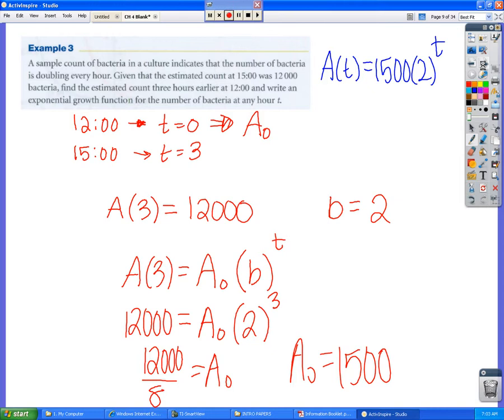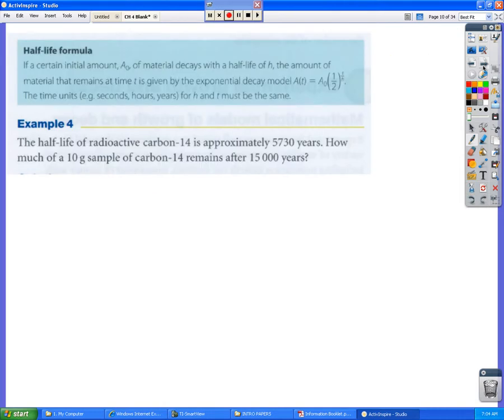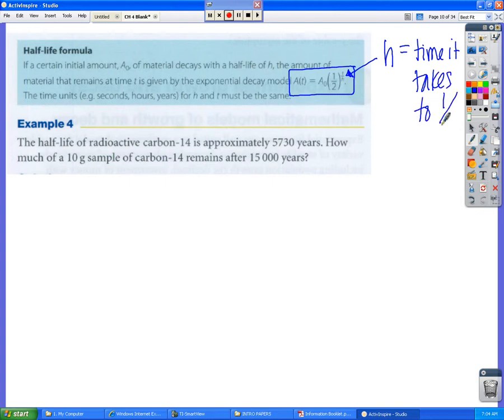All right, moving on. Half-life formula is given here. So however long it takes for a half-life, you essentially put that in the formula itself. So when we look at it, H is the time it takes to half. All right, so the half-life is approximately 5,730 years, so that would be your H.